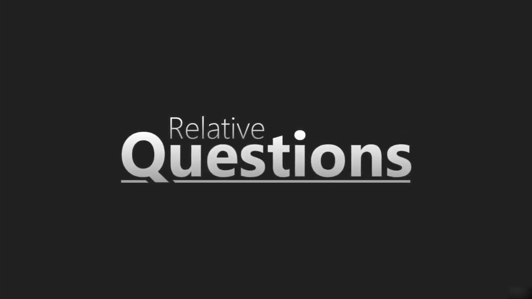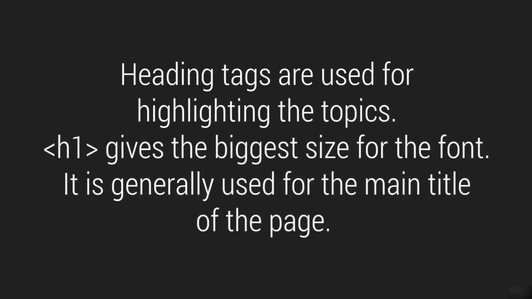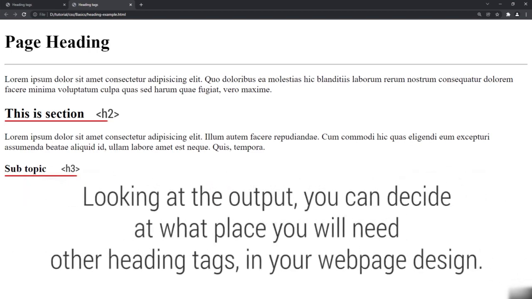The one relative question one can think of is that in which case you will use H1 or maybe H2 or H6. So I've already mentioned that when it comes to highlighting a topic, H1 gives the biggest size for the font. You also have other ways to highlight text, but H1 is one of the tags provided by HTML, which you can directly use to give a main title. As far as H2 or H3 tags are concerned, looking at the output you can make out at what place you will need them in your web page design.